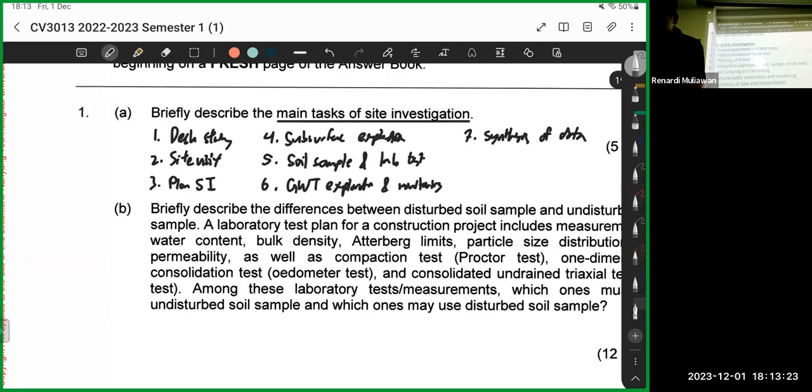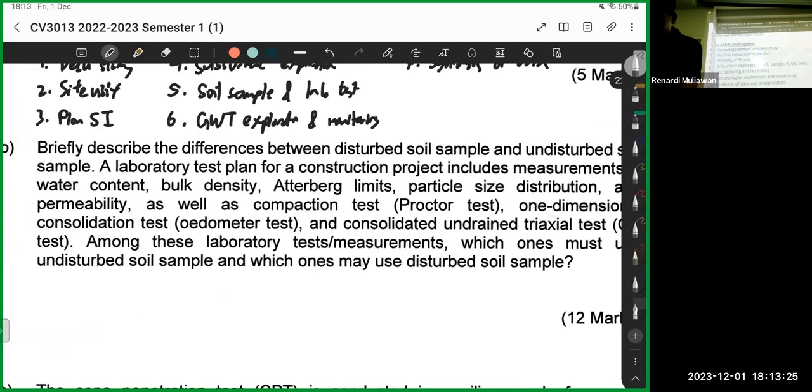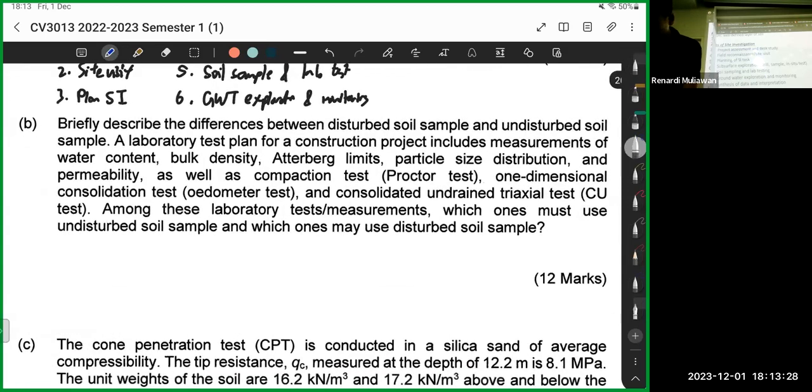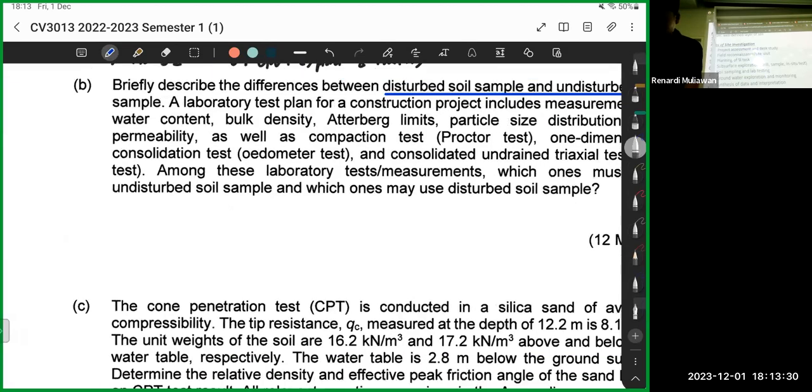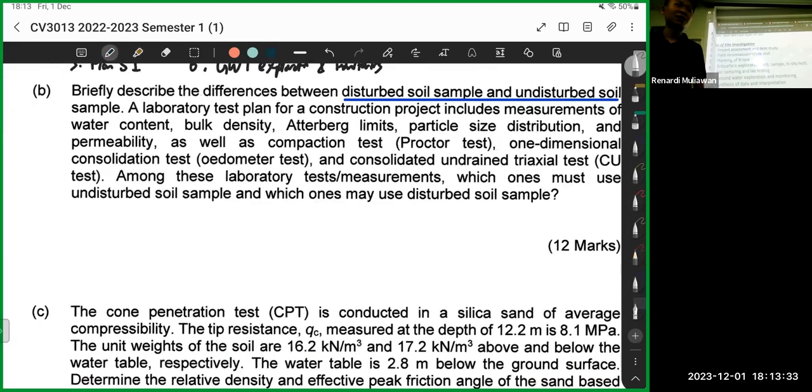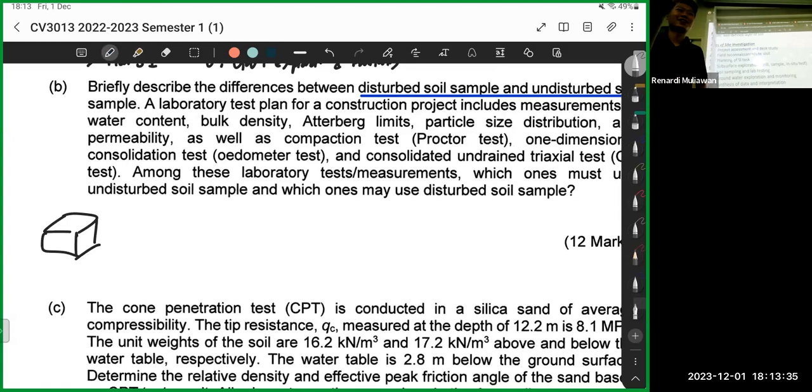For the second one, they ask you about the difference between disturbed and undisturbed. This is like quiz one. Again, you have a block of soil. Imagine it as a piece of cake. If you grab the cake with your hand, the cake will crumble. If the cake crumbles, then a lot of things will change, like the volume of the soil will change, and of course the strength is not there anymore. Because the cake is not there anymore, it's crumbled. That's what disturbed soil is. Disturbed is basically crumbled already. You can think of it that way.